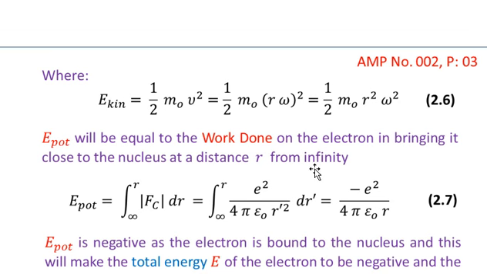So you see that you bring the electron from infinity closer to the nucleus at a distance r. Since you are bringing the electron from infinity, energy will be stored in the electron as the potential energy, which is given by E potential is equal to the integral from infinity to r of the mod of the Coulomb force, dr, where dr is the integral parameter.